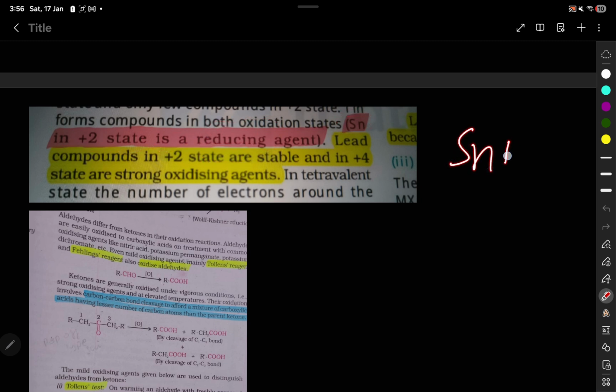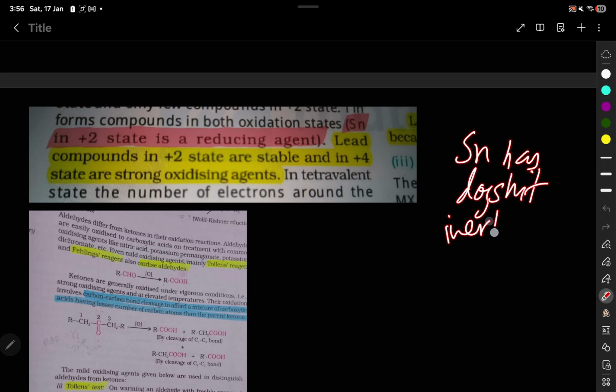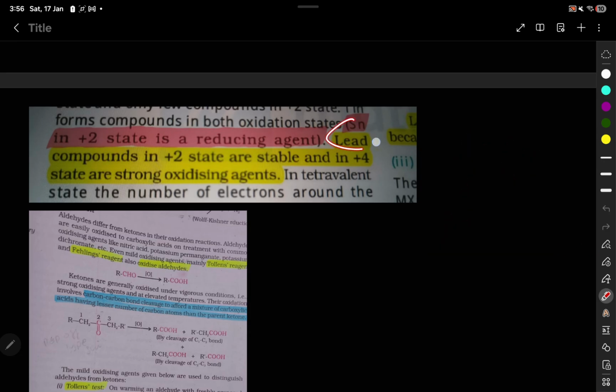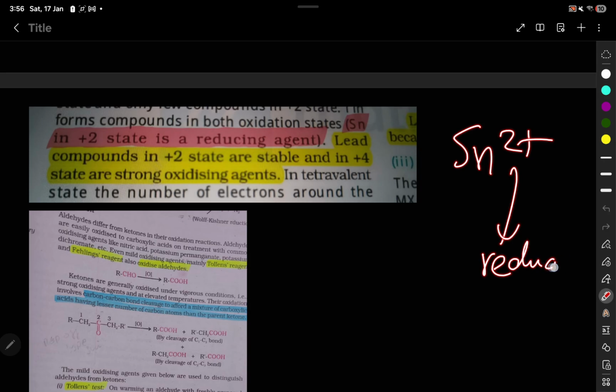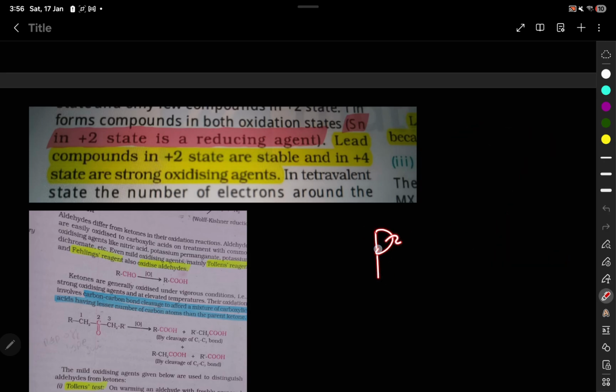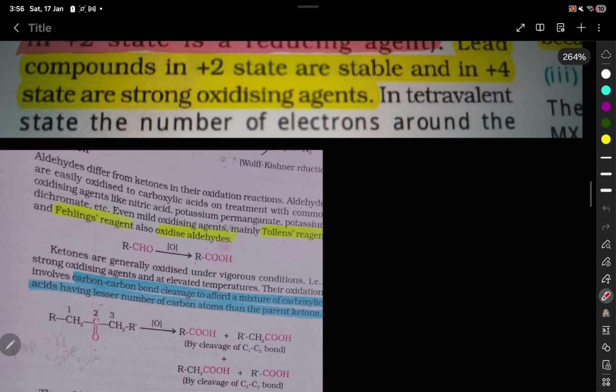So Sn in plus 2 state is a reducing agent. Sn has the inert pair effect. And lead compounds in plus 2 state are stable, but in plus 4 state are strong oxidizing agents. So as you can see, Sn2+ is a reducing agent, but Pb4+ is an oxidizing agent. Look at the duality of nature over there.